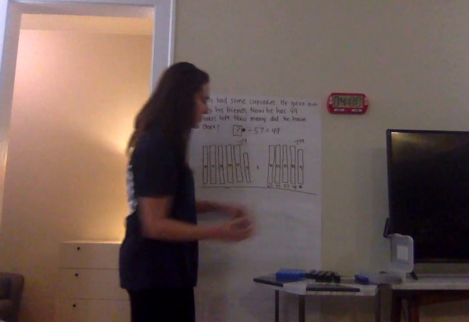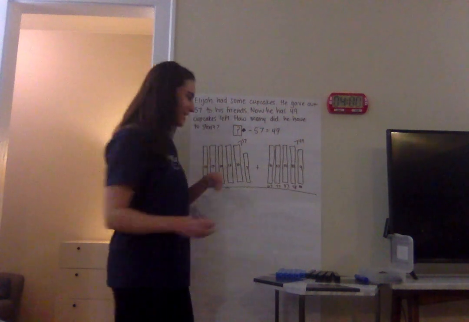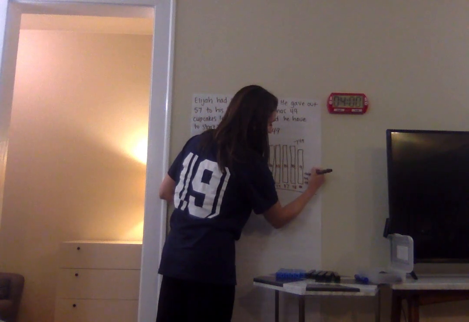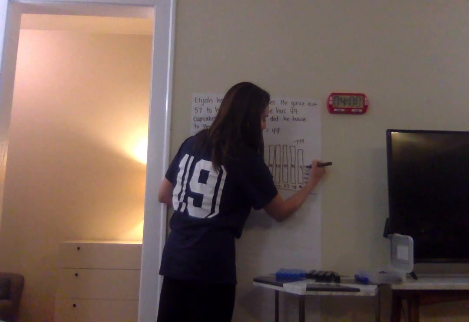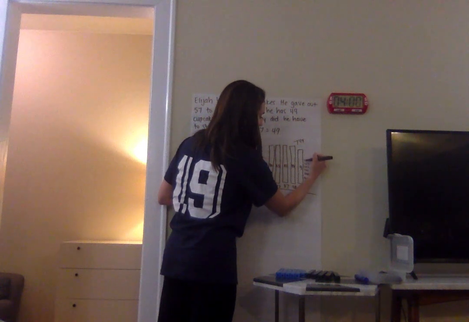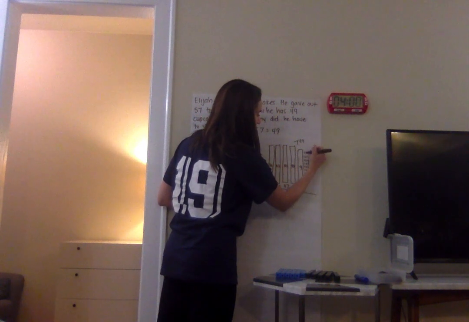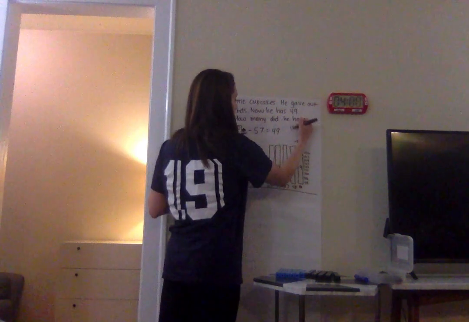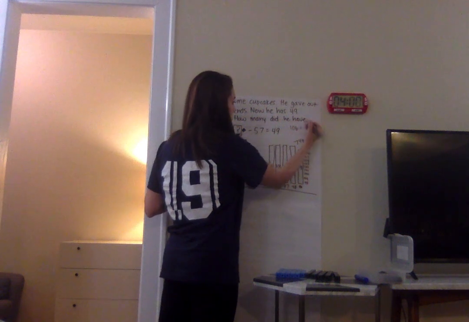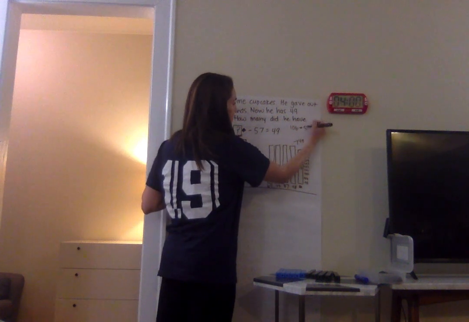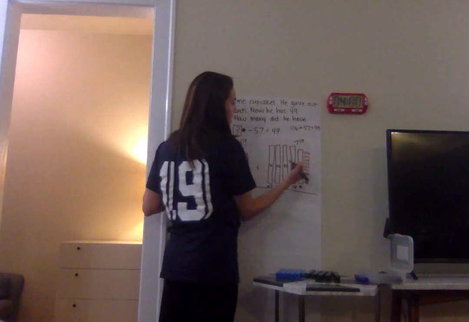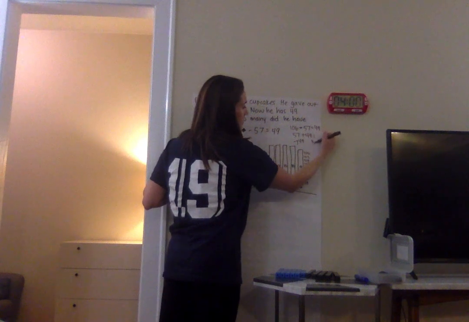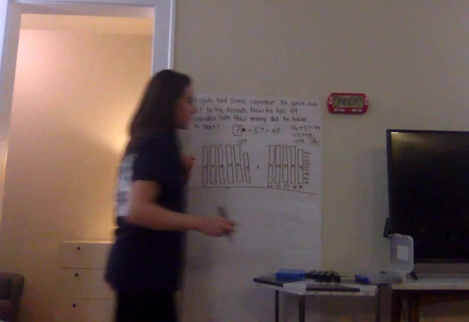Oh, Miss Schultz, what are you doing? 97. Now we need to add on 9. So 98, 99, 100, 101, 102, 103, 104, 105, 106. Perfect. So I know that 106 minus 57 equals 49, or I know that 57 plus 49 equals 106. There we go. Nice job, my friend.